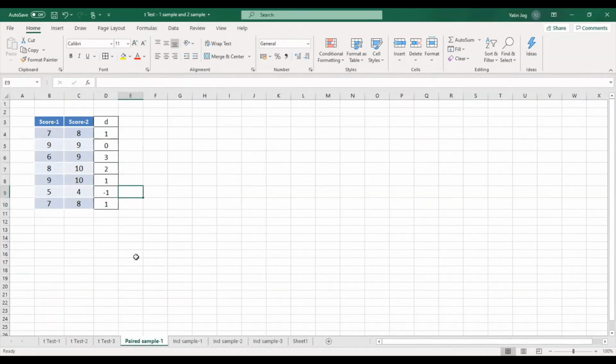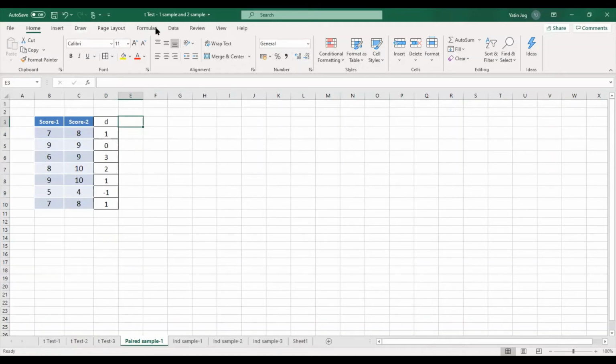Now the first method is, forget about this problem. Just consider this problem as a one sample t-test. Okay. Now in this case, what is the formula? The formula says we first have to find the D bar, that means the average of these values. Then we have to find the standard deviation of these values and then root n. So how to get all these values?